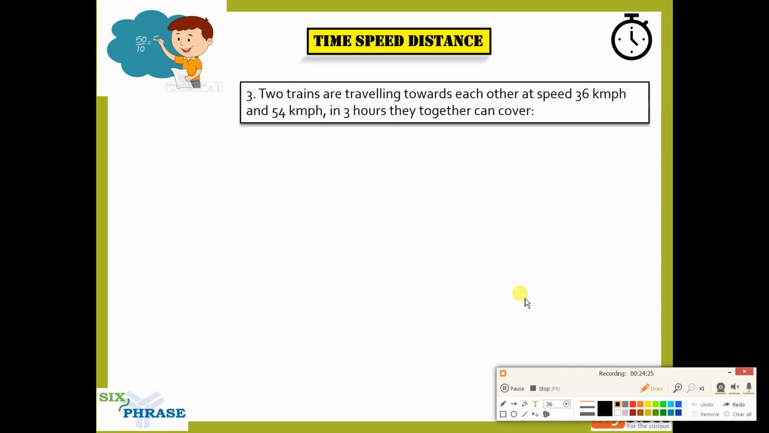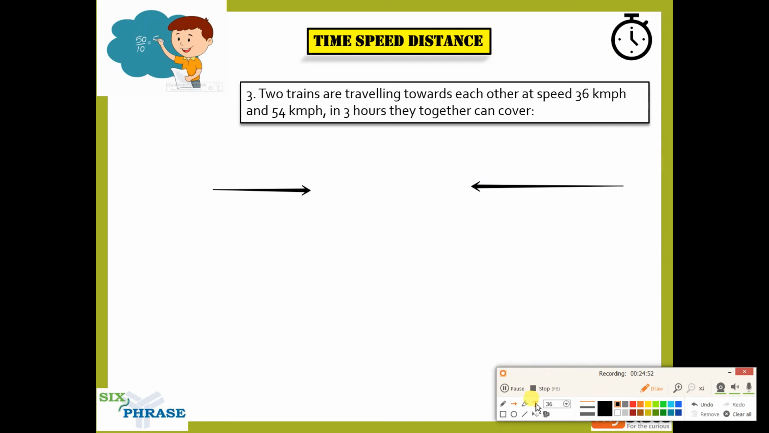The next one is: two trains are traveling towards each other at speeds of 36 kilometers per hour and 54 kilometers per hour. In 3 hours, they together can cover... Okay, so two trains are traveling towards each other. Now, I've told you this has something to do with relative motion because two objects are in motion. Train 1 is traveling like this, train 2 is traveling like this. That is what they say.